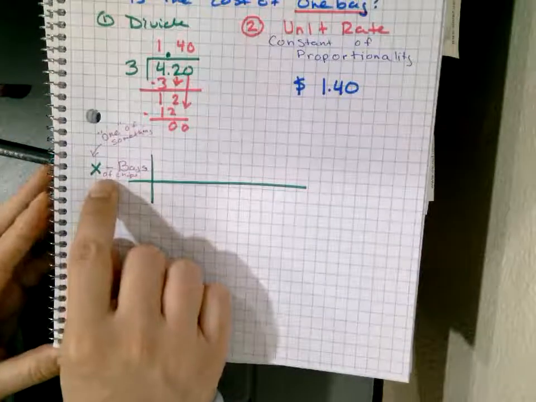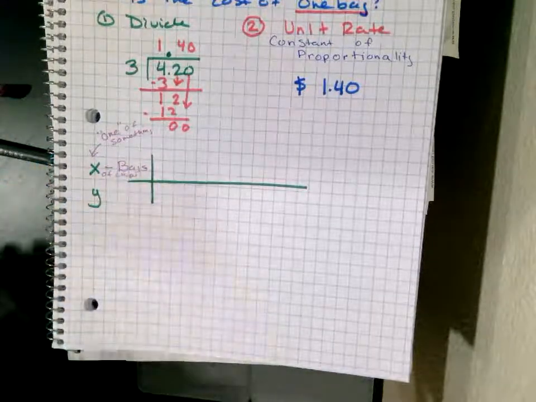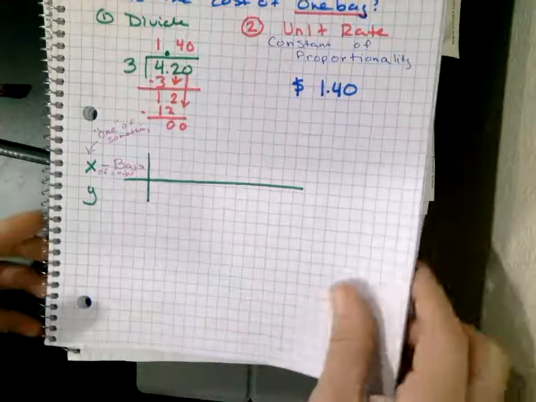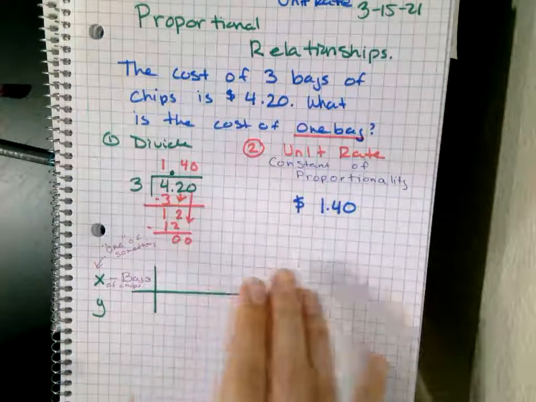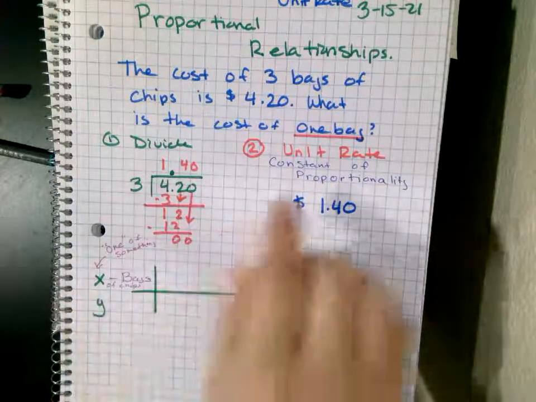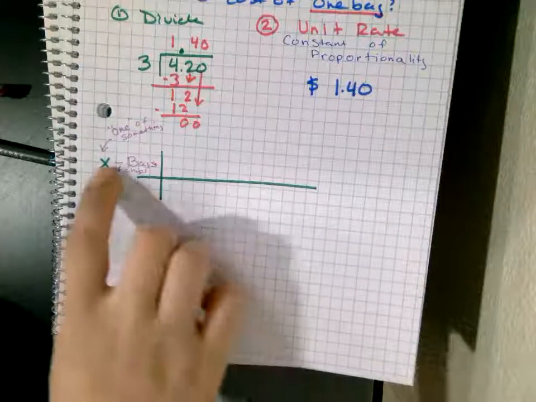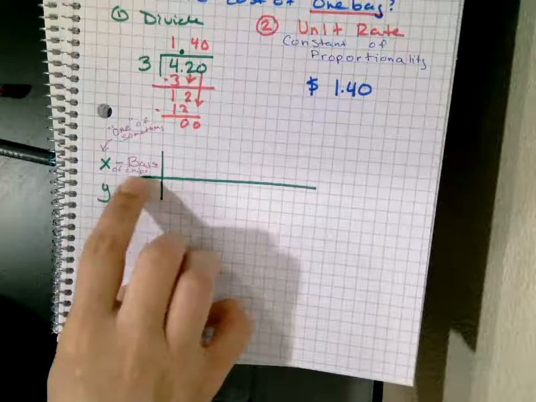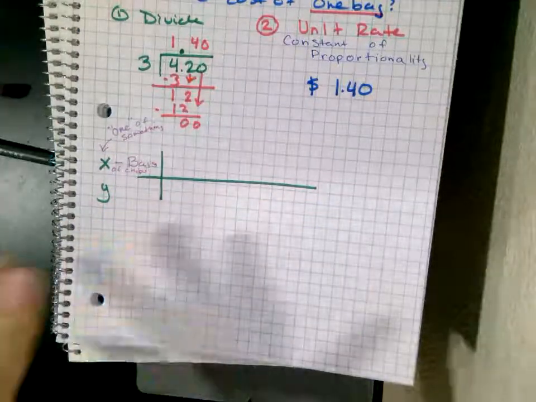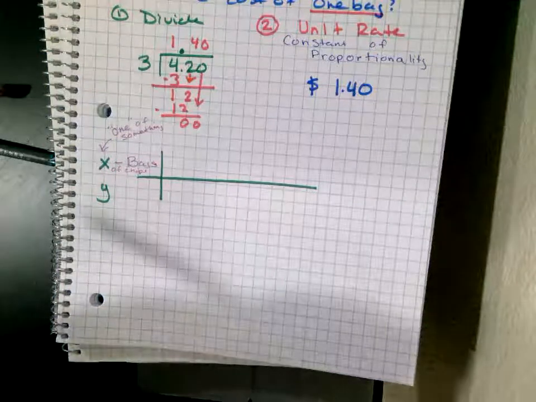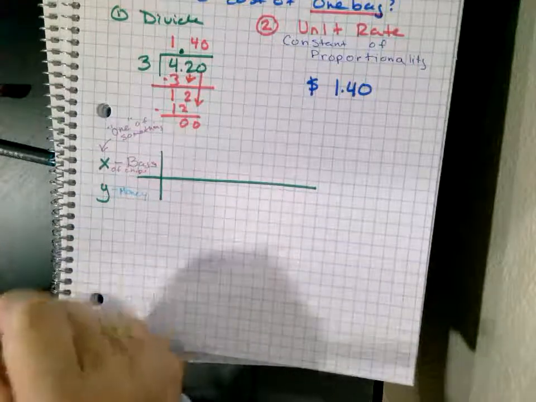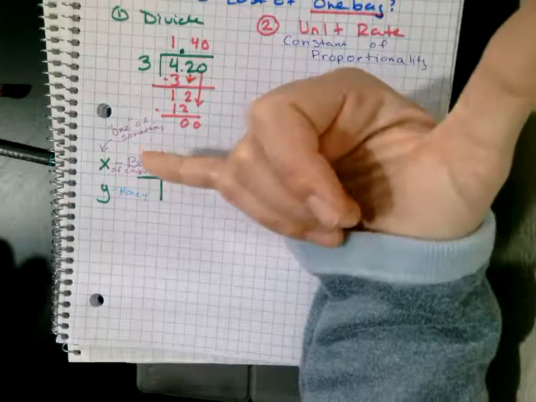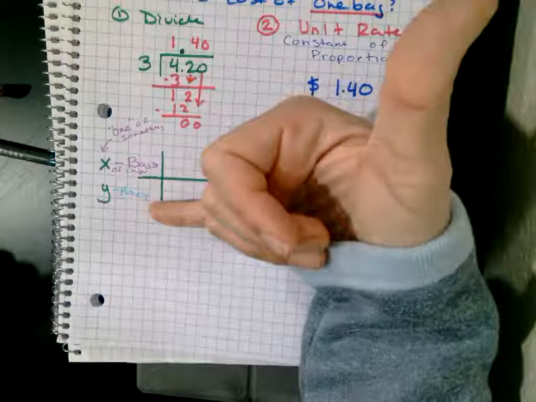So X represents the one of something. Are you finding $1 or one bag? Because those are the two things we're talking about in this problem. We're talking about bags and money. So did you solve for $1 or did you solve for one bag? Oh, I solved for one bag. So therefore, that by default makes your X bags of chips. Okay? So your Y is the other one. What else are we talking about? Oh, we're talking about money. Okay, so the top is bags of chips, the bottom is your money.